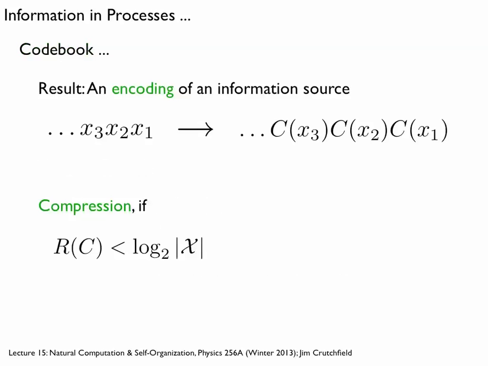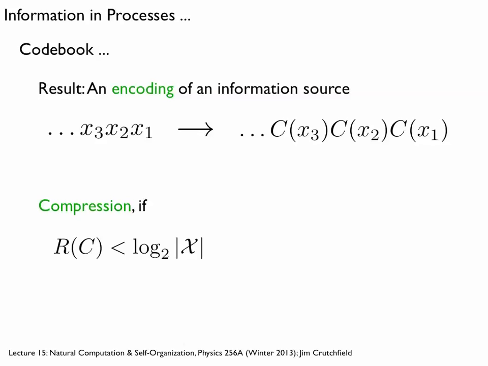So the result of all of that is that we end up with an encoding. We have this message source producing a time series of messages, and then we end up with this concatenated time series of code words. Maybe going from 26 letters down to binary strings.